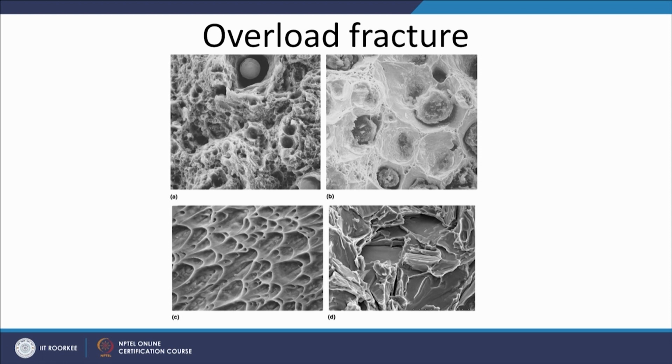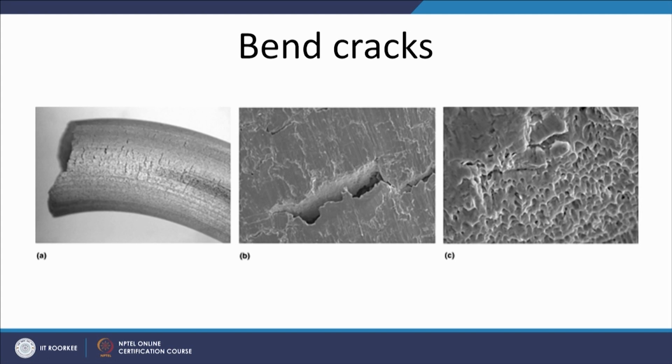So, this is the transgranular cleavage facet, transgranular fracture having the cleavage facets. Now, we know that when we bend, one surface is subjected to the tensile stresses, and the inner side surface is subjected to the compressive stresses. So, of course, the cracks will be nucleating on the outer surface, experiencing the tensile stresses.